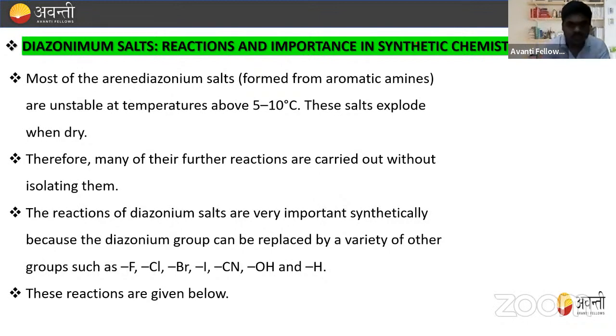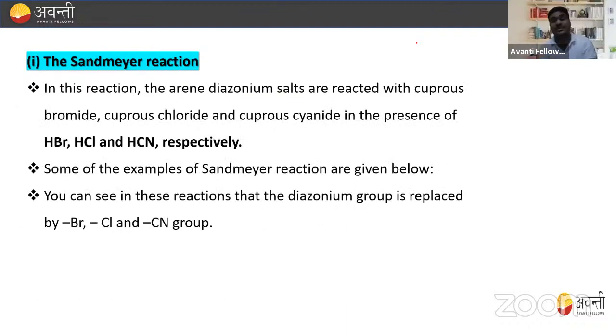The reactions of diazonium salts are very important synthetically because the diazonium group can be replaced by a variety of other groups such as fluorine, chlorine, bromine, iodine, cyanide, OH and H. So these reactions are given below, starting with the Sandmeyer reaction. This is one of the best reactions of the diazonium compounds.